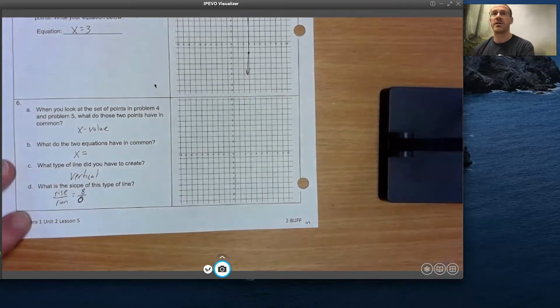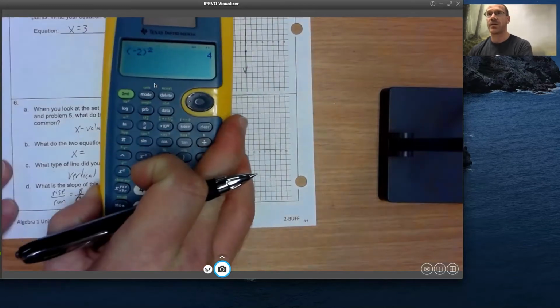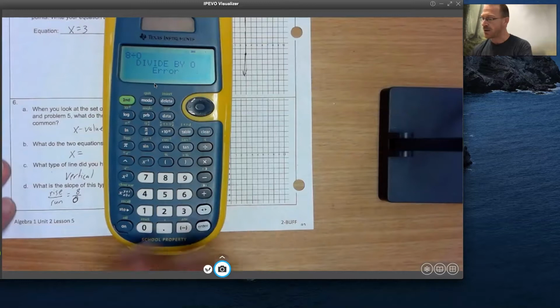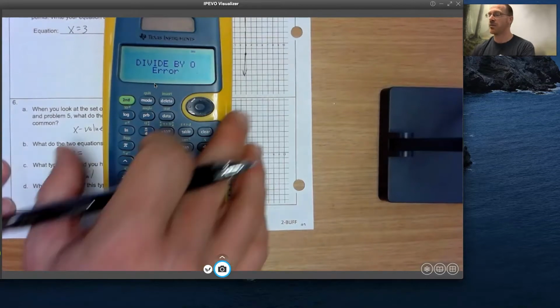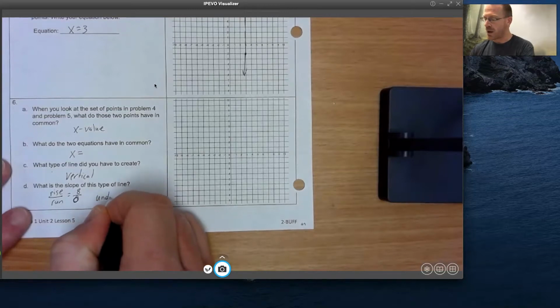This is 8 divided by 0. I'm going to pull up my calculator just to show you. If I did 8 divided by 0, notice what it tells me: error, you can't divide by 0. We have a special word for that. We say this slope is undefined.